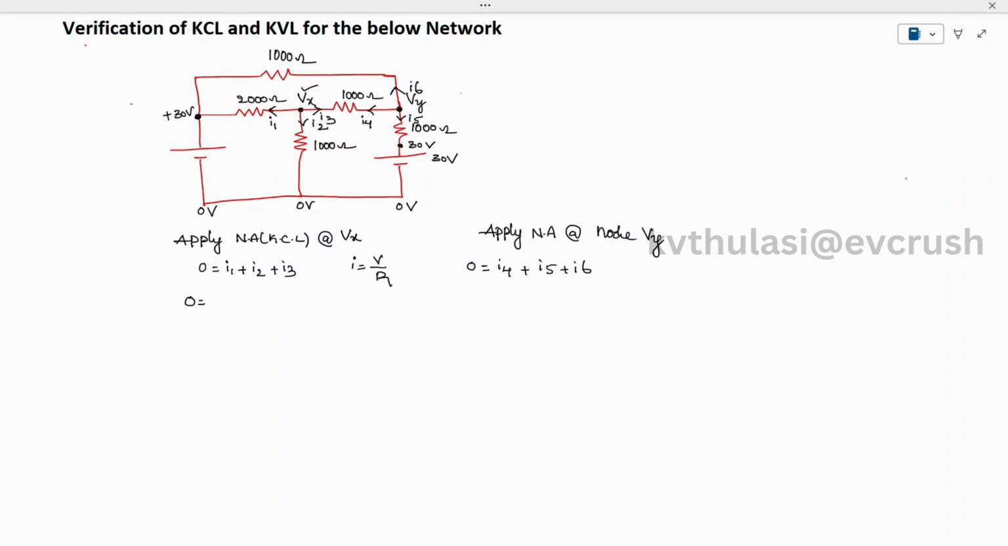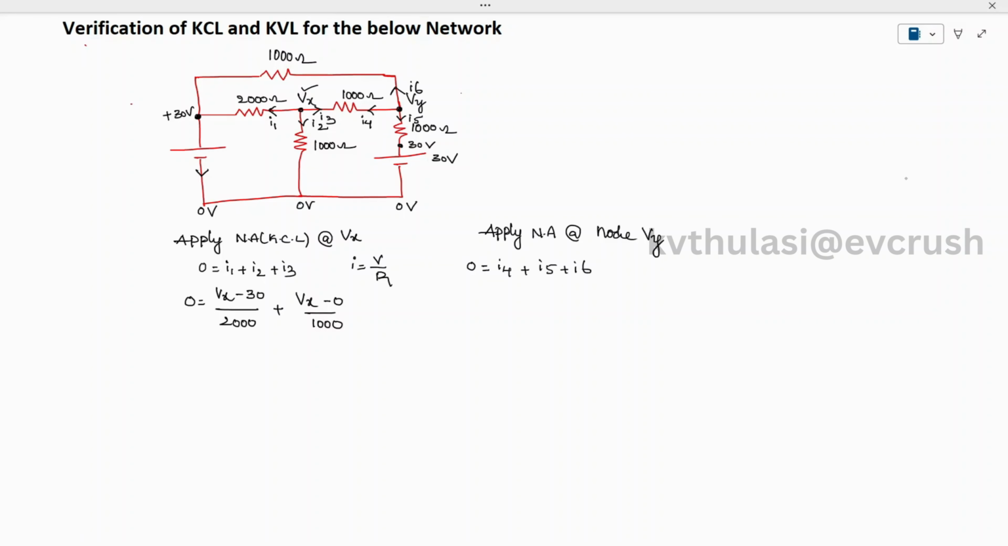How to write down the I1? Vx. So the leaving terminal is how much? Minus 30. So Vx minus 30 divided by R. R is how much? 2000. Plus I2. How to write down this I2? I2 is equal to Vx minus 0 divided by 1000. So Vx minus 30 by 2000, plus Vx minus 0 by 1000.